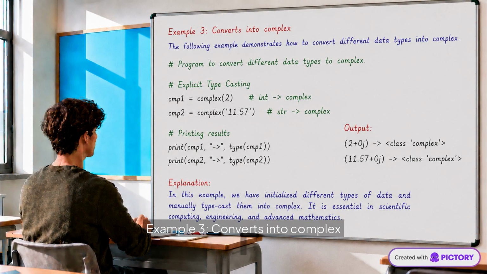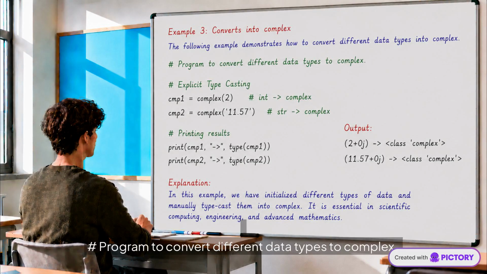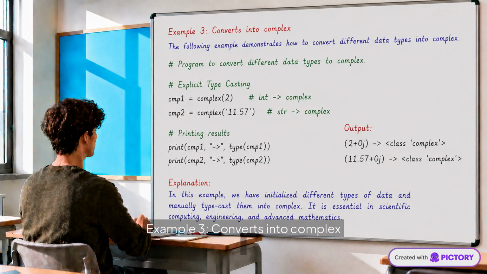Example 3. Converts into complex. The following example demonstrates how to convert different data types into complex. # Program to convert different data types to complex. # Explicit typecasting: cmp1 = complex(2), # int to complex; cmp2 = complex('11.57'), # str to complex. # Printing results: print(cmp1), print(type(cmp1)), print(cmp2), print(type(cmp2)).